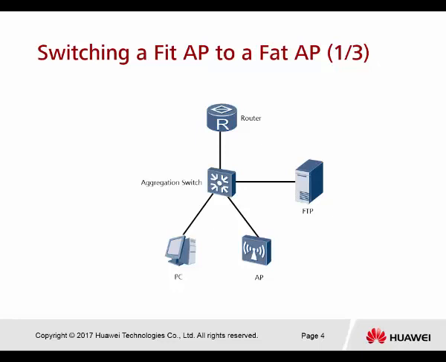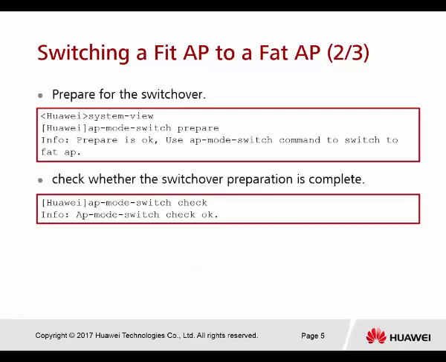So right now this connection topology is very simple. They only have one switch in the middle, and a lot of PCs are connected to the aggregation switch, and they just require one AP. So for this kind of network connection, it doesn't require the controller. When we want to swap the AP mode, you can telnet or console to the AP and enter the system view. First, we use the command ap-mode switch prepare.